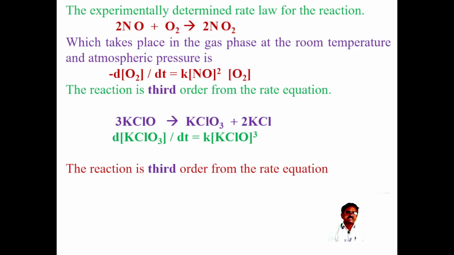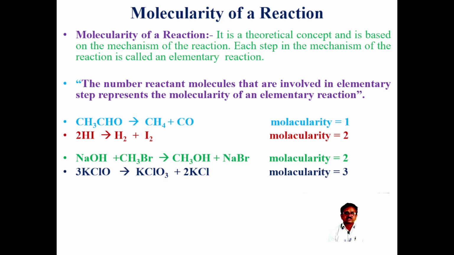Next example, 3KClO gives KClO3 plus 2KCl. The rate law equation for this reaction is d[KClO3]/dt equals k [KClO]^3. So this reaction is also third order from the rate law equation. I hope you understand how we can predict the order of a reaction by writing the rate law equation. Without that we cannot predict the order of reaction.